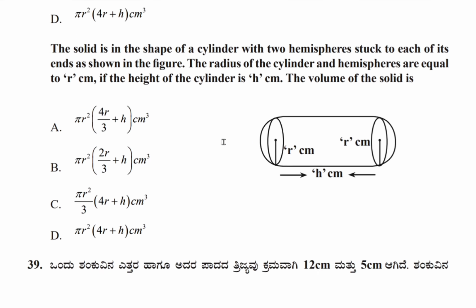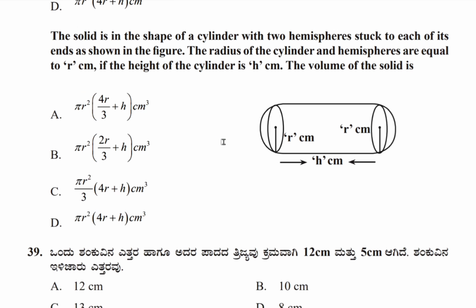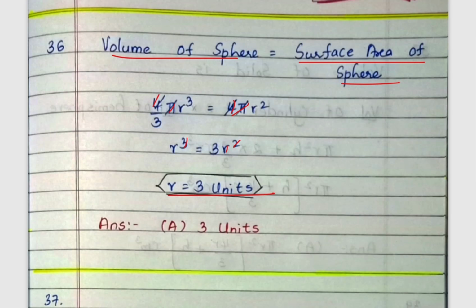Next question. The solid is in the shape of a cylinder with two hemispheres stuck to each other of its end as shown in the figure. The radius of the cylinder and the hemisphere are equal to r centimeter. If the height of the cylinder is h centimeter, then the volume of the solid is. The volume of the solid is equal to volume of cylinder plus 2 times the volume of hemisphere.